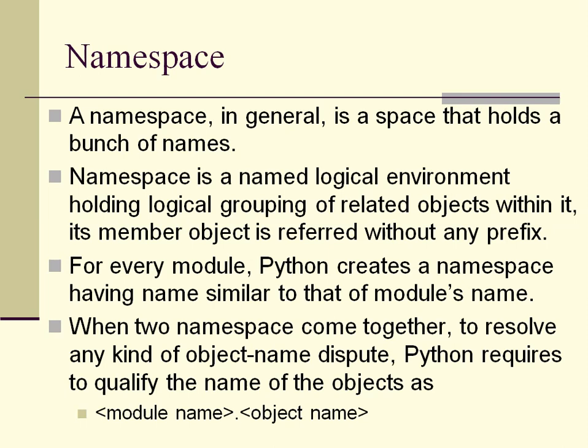When two namespaces come together, to resolve any kind of object name dispute, Python requires you to qualify the name of the object, like module name dot object name. Suppose you have a student called Amit in class 12th and another Amit in class 11th. When they are in their own classes, you just call them Amit. But when they are in a group, the science group having 11 science and 12 science, then you have to say Amit of class 11th, Amit of class 12th.